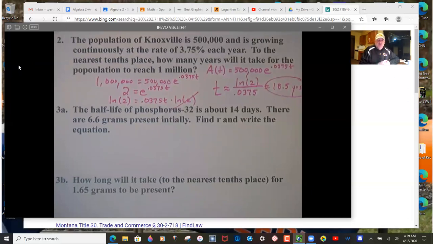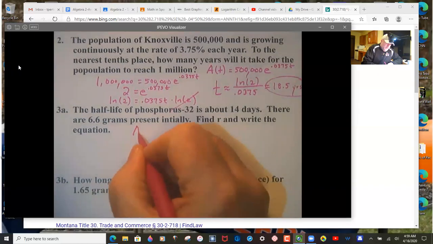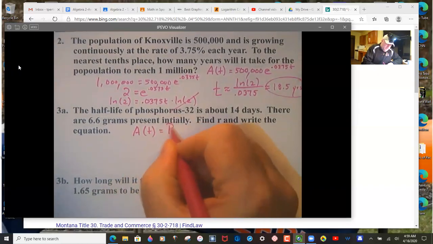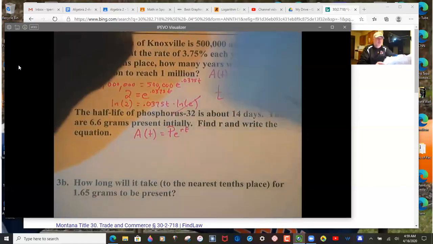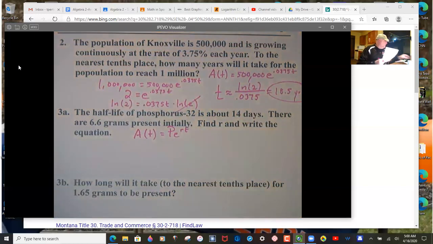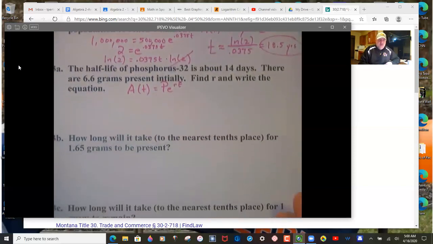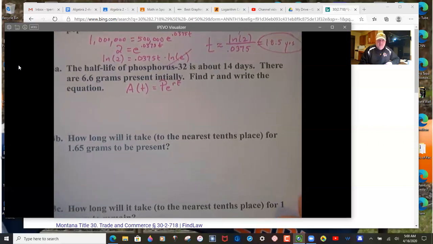3a, the half-life of phosphorus-32 is about 14 days. There are 6.6 grams present initially. Find r and write the equation. Anytime you find r or t, you have to do the work that I had on the card. I'd find that sucker and what I did with it. Okay, you need to do that work that I had on the card when you're trying to find r or t.